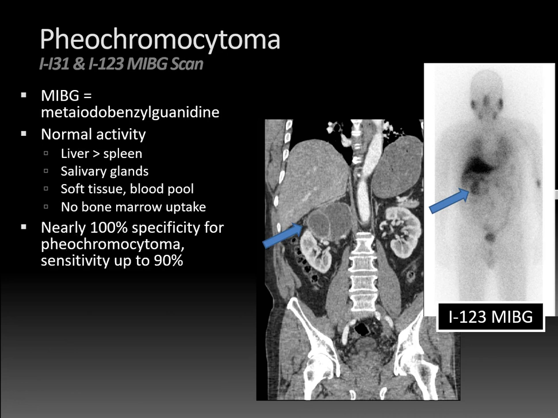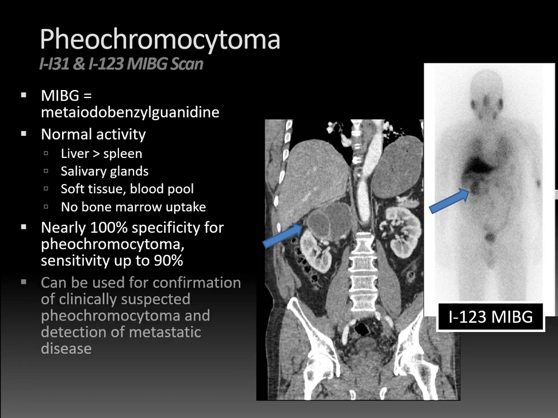You will not see bone marrow uptake, and that's one way you could differentiate this scan from a white blood cell scan. MIBG is useful because it has nearly 100% specificity for pheochromocytoma. Studies show a range of 95 to 100% specificity, and sensitivity is as high as 90%. So it can be used to confirm clinically suspected pheochromocytoma and also to evaluate for metastatic disease. In this case, there was no metastatic disease. The avidity was isolated to that right pheochromocytoma.